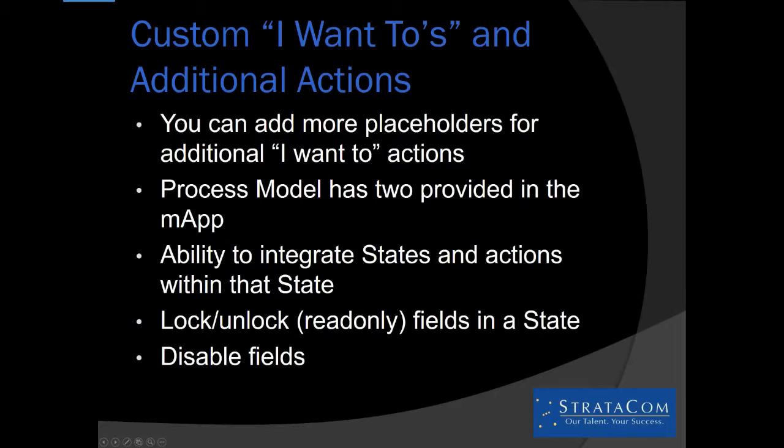And then Cherwell does, on their map, apply certain custom actions and additional actions. You can add more placeholders for additional actions. The process model out of the box has two provided options in their map, but you have the ability to integrate states and actions within that state. You can add additional actions. You have the ability to extend it by integrating states and actions within that state. So if I wanted to connect up and make relationships between other objects, I could do that as well.